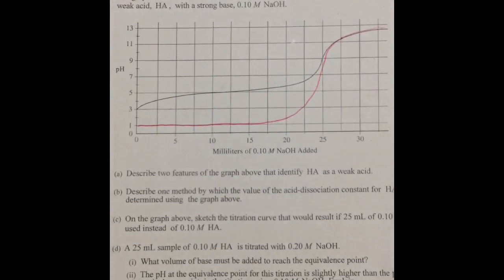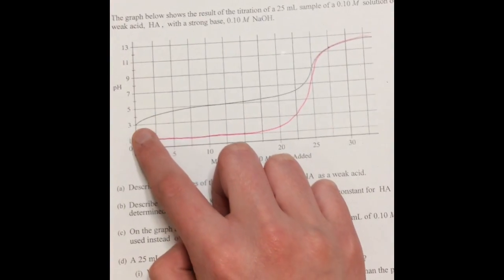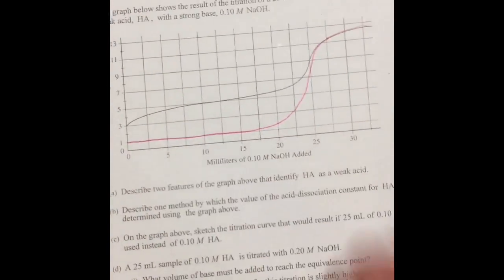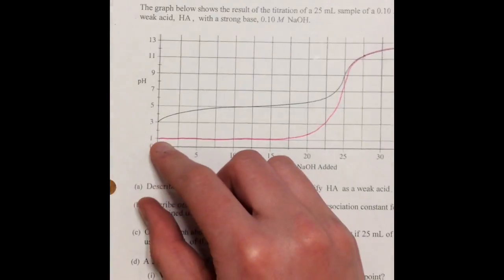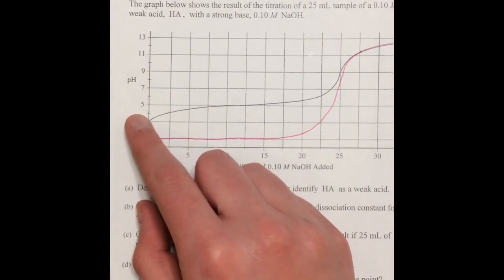One way to identify that this is a weak acid is that its initial pH value starts at 3. Most strong acids' pH values start at 1. So since the pH is greater than 1, it shows that this is a weak acid.